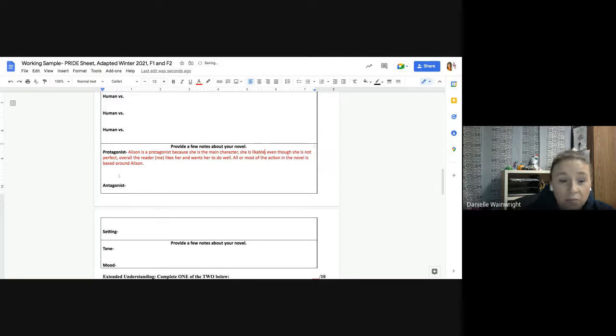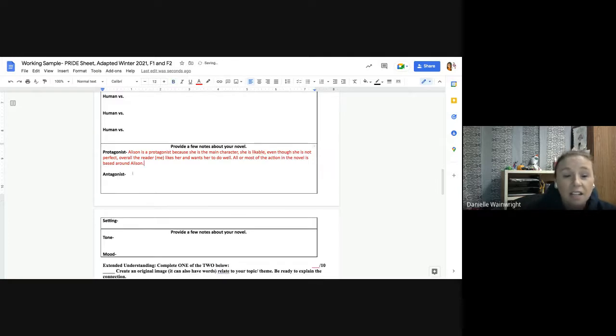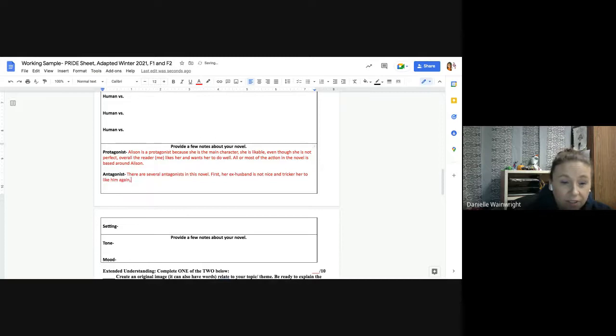Okay, now the antagonist. The antagonist is the murderer. It's also a little bit of her ex-husband. There could be more than one, right? So there are several antagonists in this novel. First, her ex-husband is not nice and is tricking her to like him again. That makes him an antagonist.